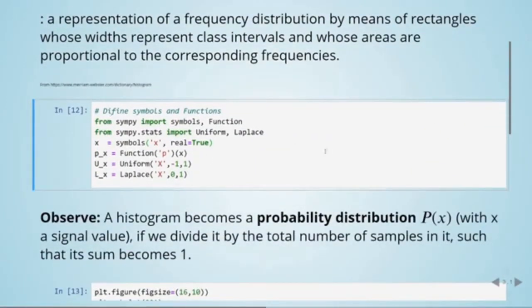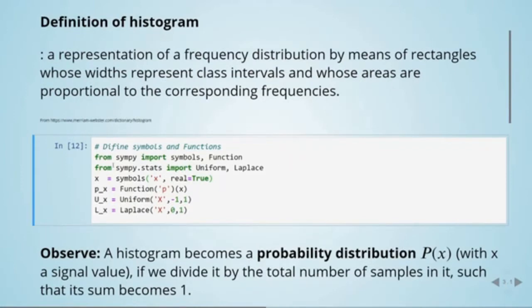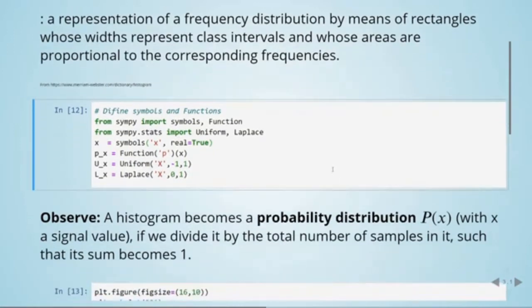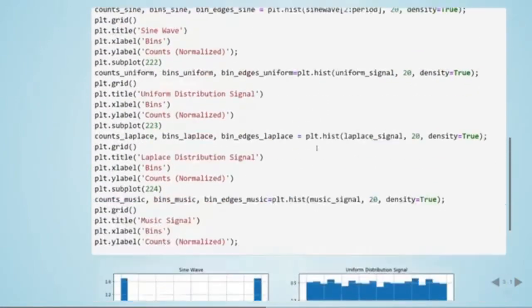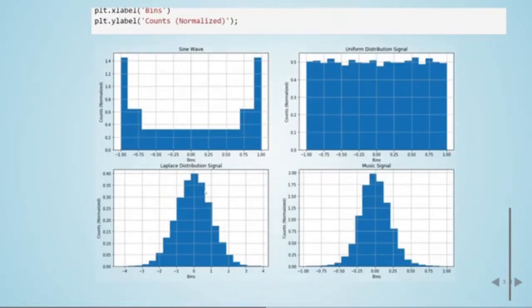Here I'm just defining some distributions in SymPy that we're going to use later on for the PDF. We're not going to use them now, but I'm importing the SymPy symbols function, and from SymPy statistics we're importing Uniform and Laplace. And it's very important to observe that a histogram becomes a probability distribution if we divide it by the total number of samples, such that its sum becomes 1. So this is how a histogram looks like.